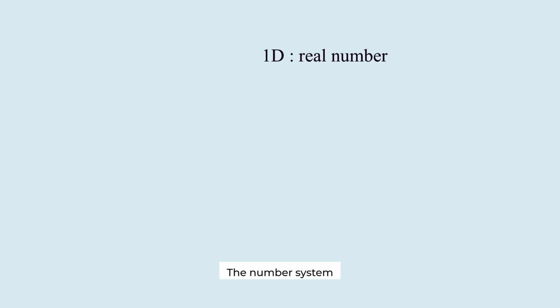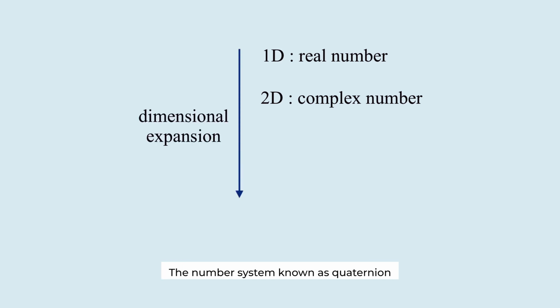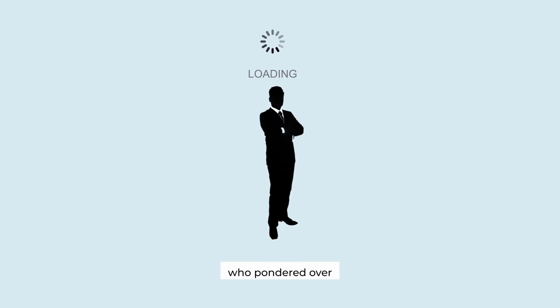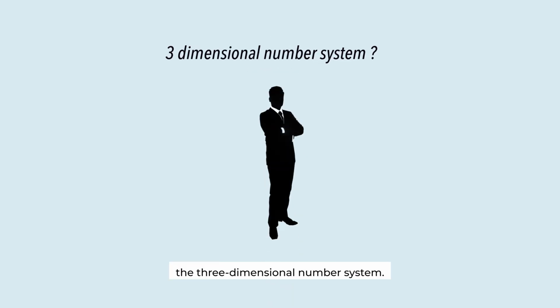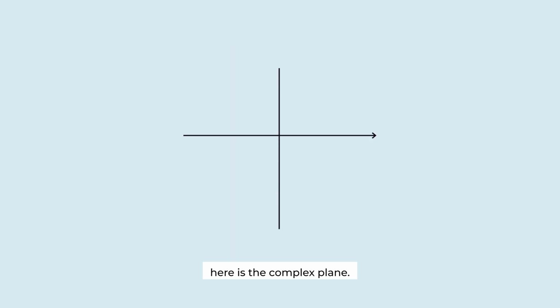The number system can open up new worlds through dimensional expansion. The number system known as quaternion is four-dimensional. Then, what is the three-dimensional numbers? Let's math travel. There was a mathematician who pondered over the three-dimensional number system. That was William Hamilton. Here is the complex plane.